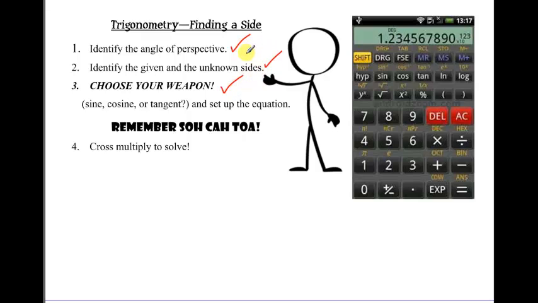Now all three of these we did in the last lesson. So if you have that under your belt, all you got to do is add one more thing, and that is do the math. How do you solve it? You are going to do a cross multiply. Now you will need a calculator for this. A scientific calculator is key. Make sure your calculator has these three buttons of sine, cosine, and tangent.